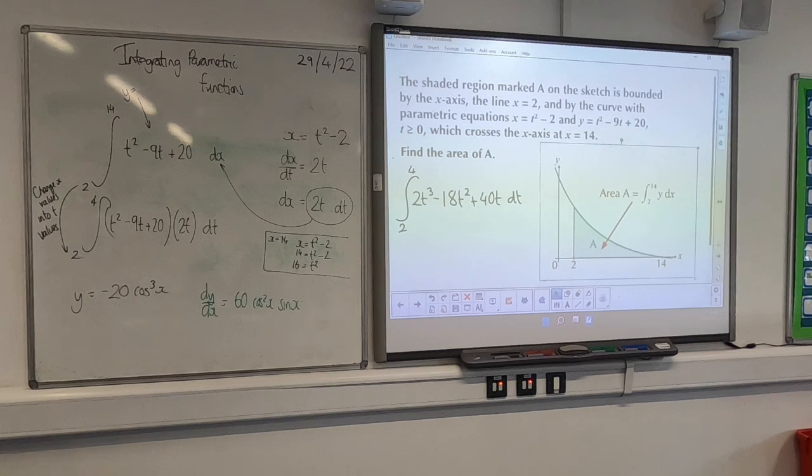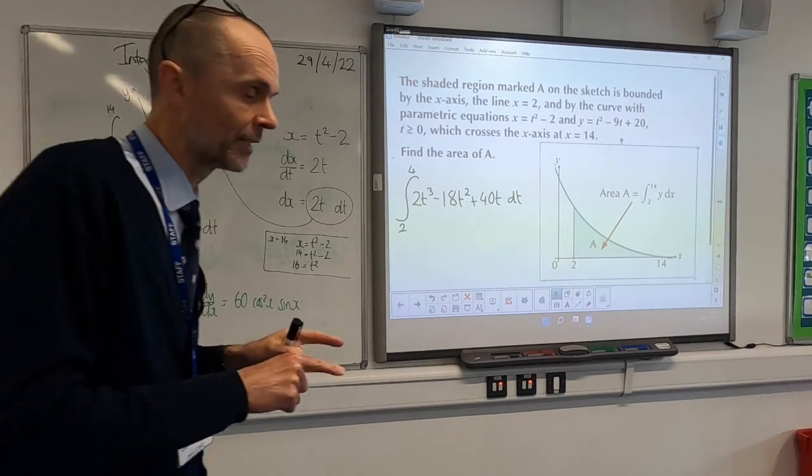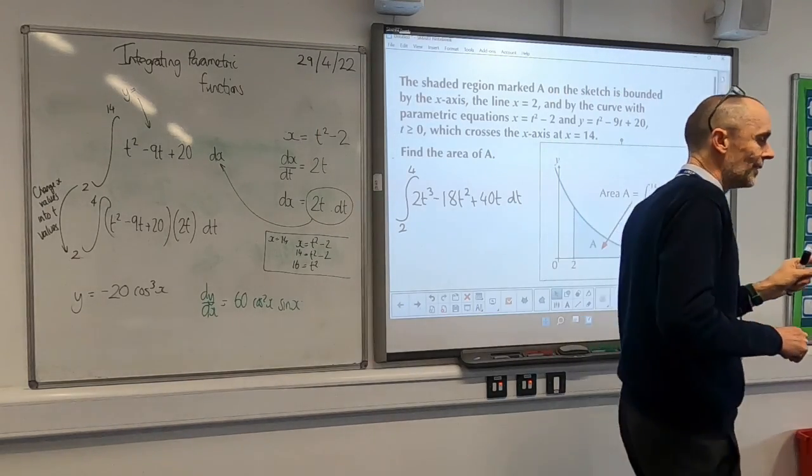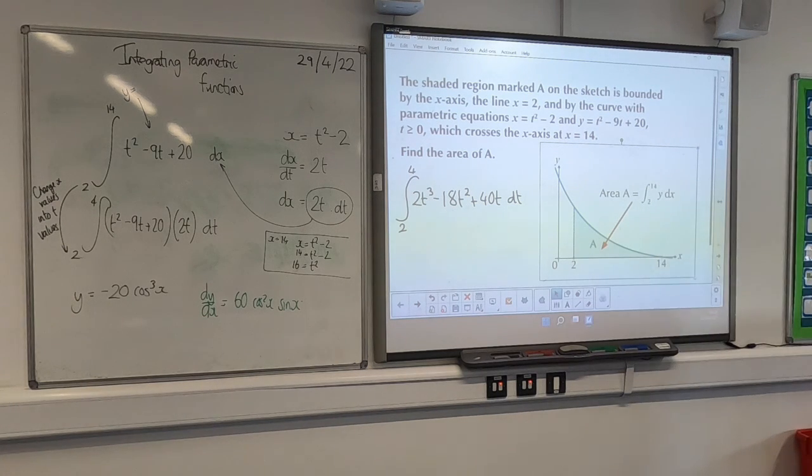Remember, the place where errors most often occur in integration questions is in the substitution of values. So please use your calculator. Obviously you haven't integrated it yet, but when you've integrated it, type in the integration and let the calculator do the substitution for you.